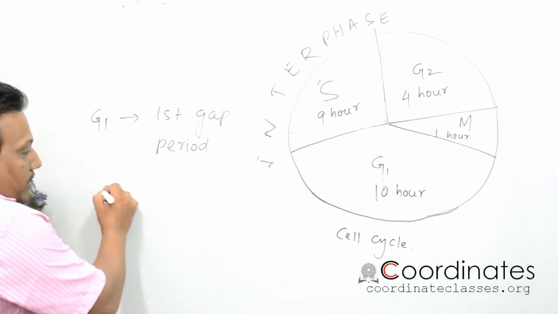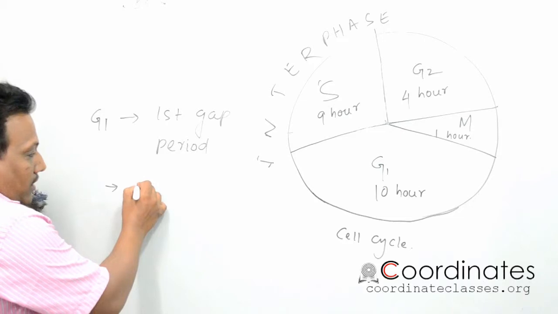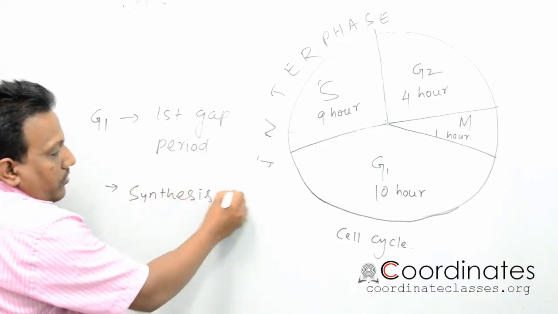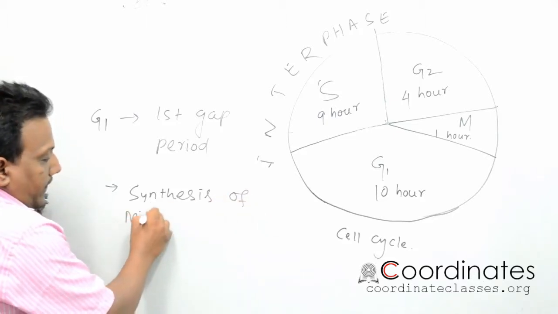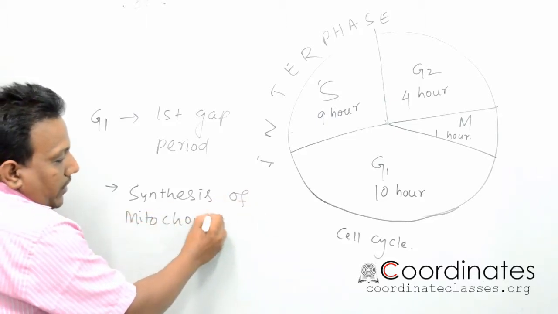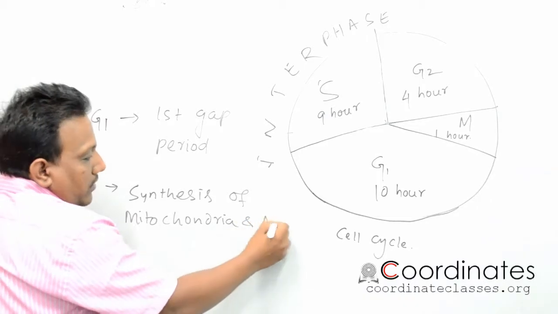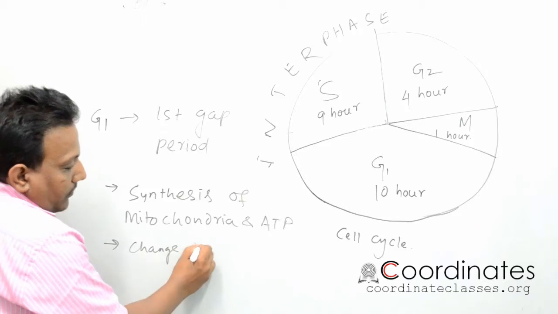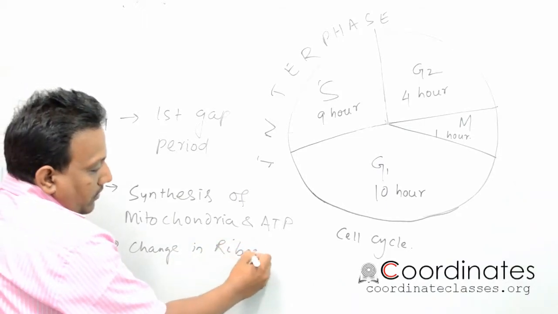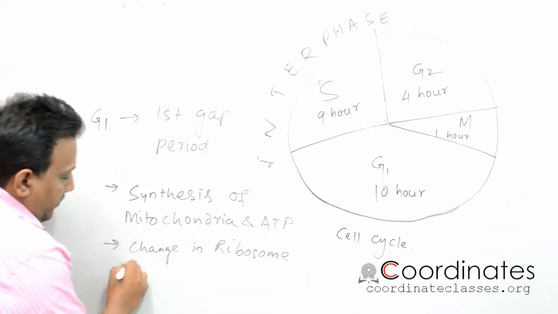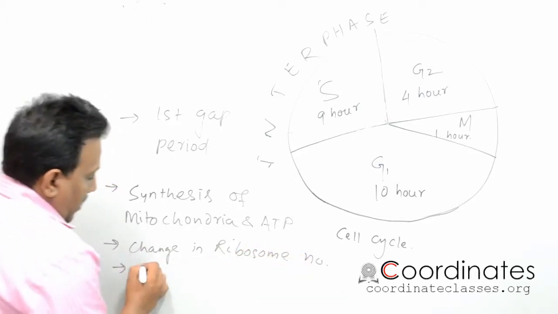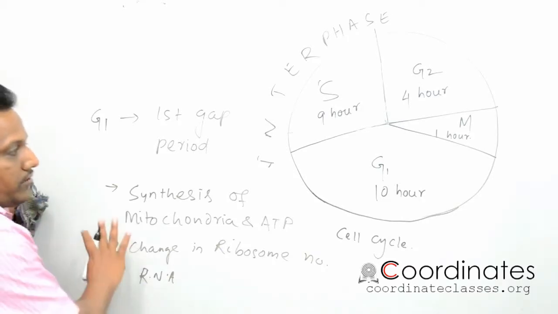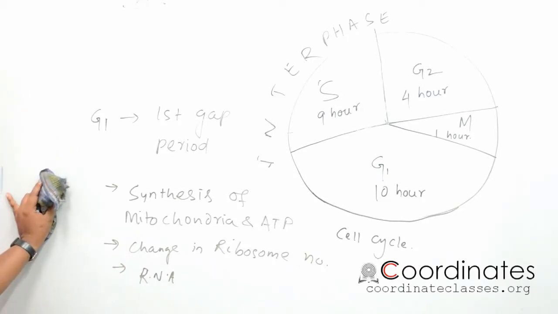Here the following changes occur. The first change is synthesis of mitochondria and ATP. The second one, change in the ribosome number. Third one, synthesis of RNA. These are the major changes which take place during G1 phase.